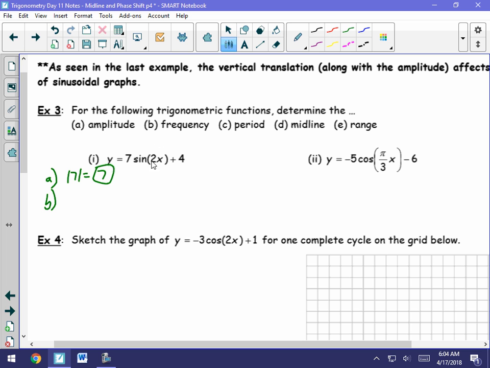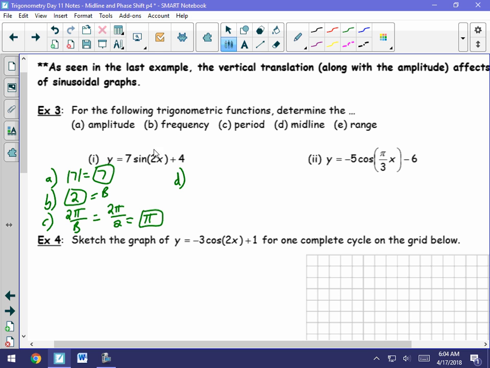All right, frequency is the number in front of the x. So the frequency is going to be 2 cycles in between 0 and 2 pi. Okay, calculate the period. 2 pi divided by the frequency. Now we could set that equal to b so we don't get confused. Okay, 2 pi divided by 2. So the period is going to be pi.